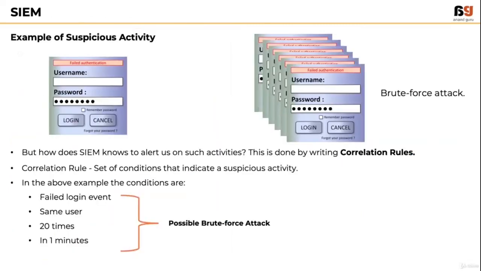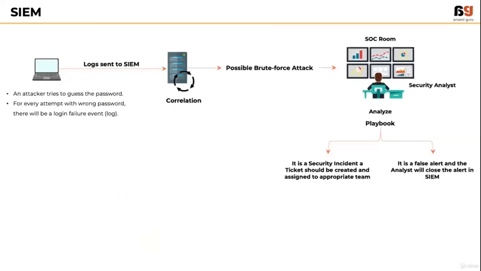For example, we've already started this example when someone tries to log in and it doesn't go. The SIEM tool brings out all this information, and most times it actually gives you the names of such an attack when it comes up. The logs are sent to the SIEM, and when an attacker tries to guess the password, for every attempt with a wrong password, there will be a login failure event log. They go into the SIEM, correlation is done, and output is given out.